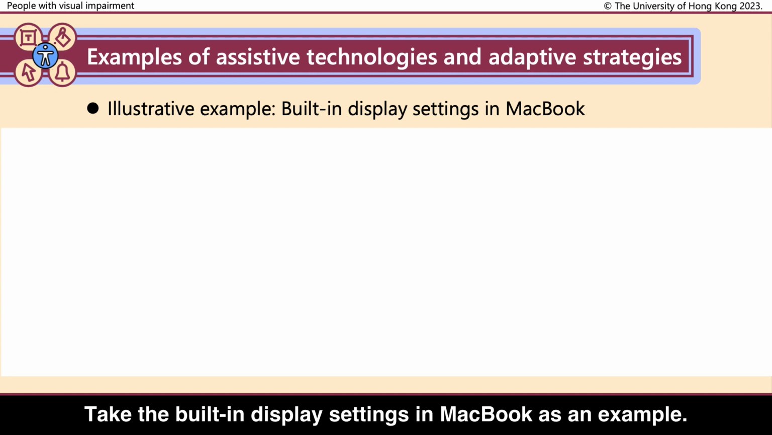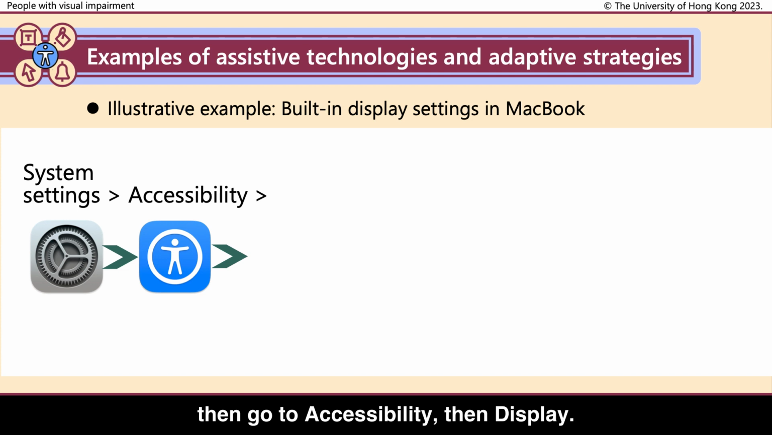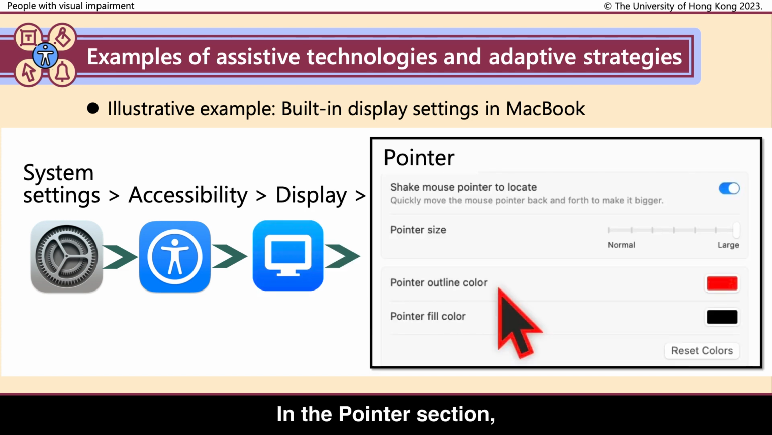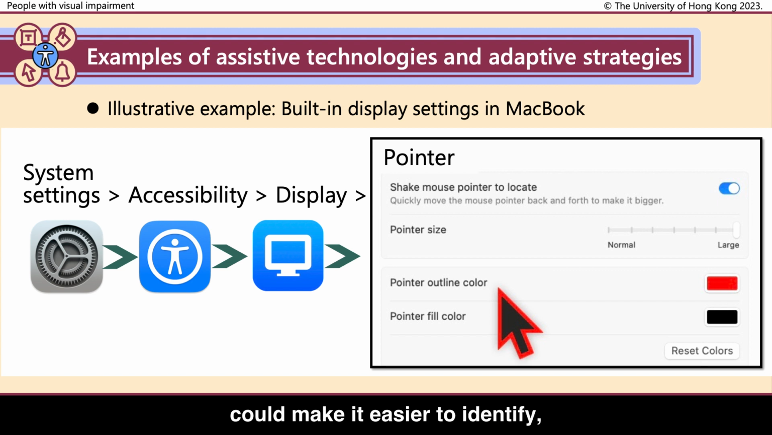Take the built-in display settings in MacBook as an example. Go to System Settings, then go to Accessibility, then Display. In the Pointer section, customize the settings of the pointer based on your needs. Adjusting styling of the cursor or pointer on screen could make it easier to identify, locate, and follow through.